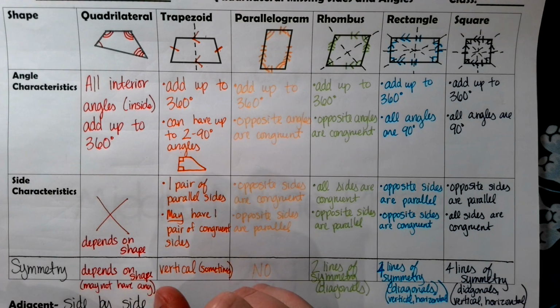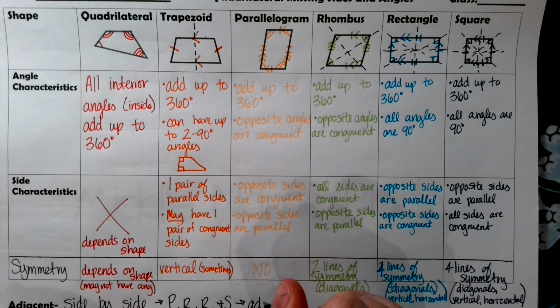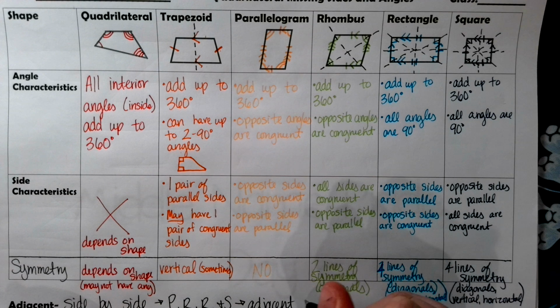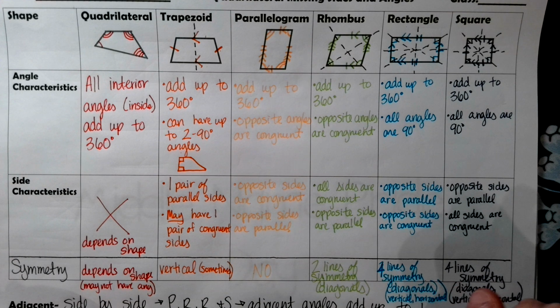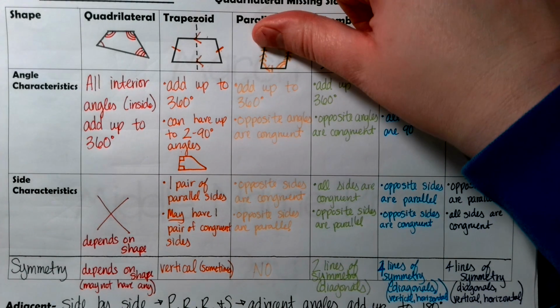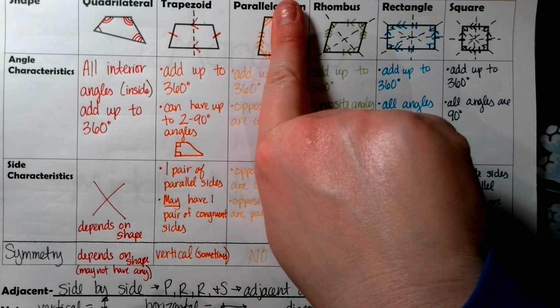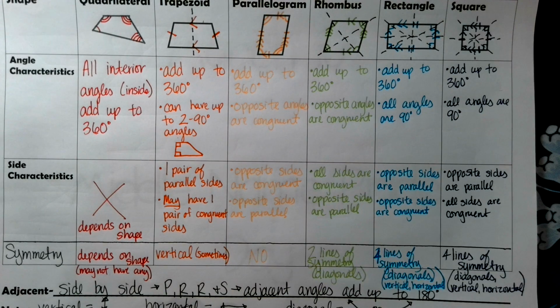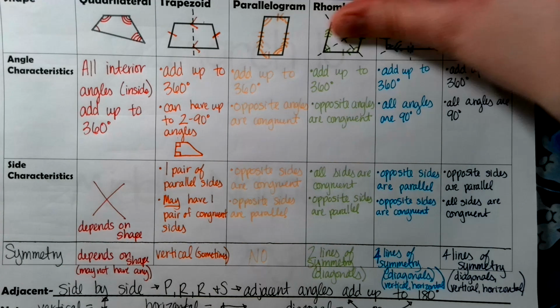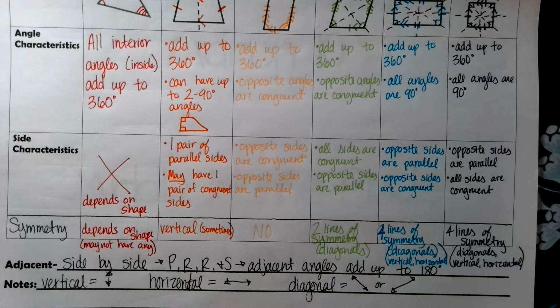On a parallelogram, rhombus, rectangle, and square, adjacent angles add up to 180 degrees. So on the parallelogram, if I look at just those two angles, they add up to 180 degrees. If I do the side-to-side angles, those add up to 180 degrees. The same thing is true on a rhombus, on a rectangle, and on a square. So go ahead and add those extra notes in there if you need to. Otherwise, go ahead and go on to the practice for this.